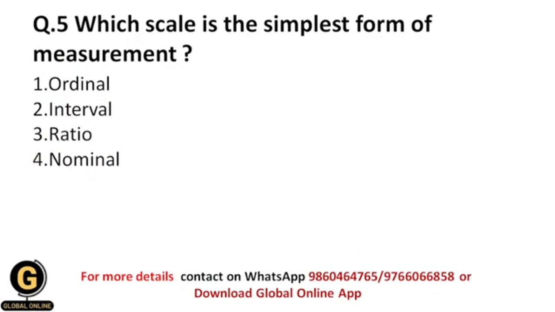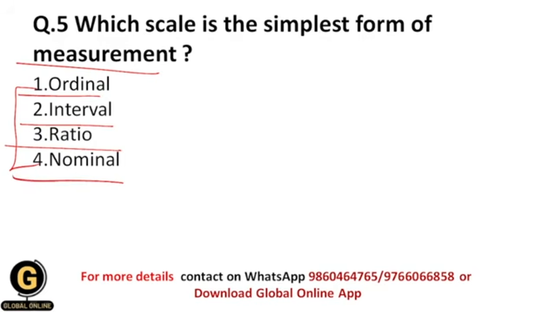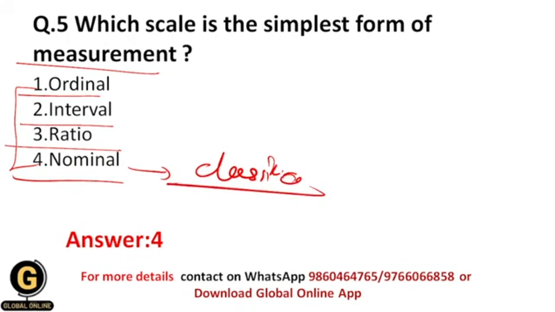Now next is, which scale is the simplest form of measurement? Again they have given you 4 types of measurement scales, and we need to identify the scale which is the simplest form of measurement. Whether it is ordinal, interval, ratio or nominal. Students, the simplest form of measurement is nominal scale, because nominal scale includes only classification of the variable. You are going to only classify the data over here. There is no numerical value you are going to give to the variables.